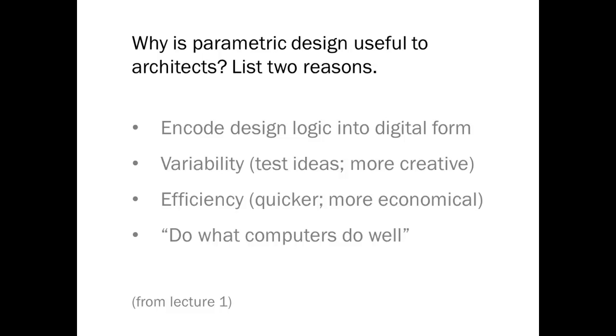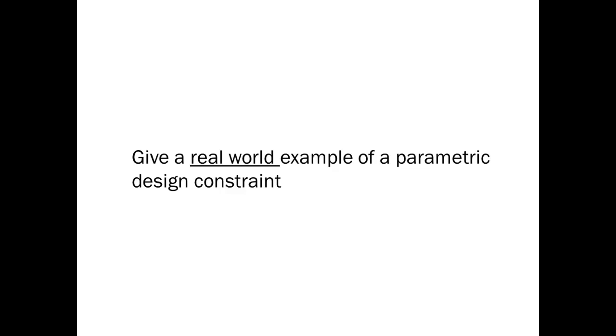So yeah. Okay. Another question I might ask: give a real-world example of a parametric design constraint. So we've talked about this a couple of times. What's a real design constraint? Site is a great constraint, right? The dimensions of the site, the boundaries, code would be part of that. What's another design constraint?